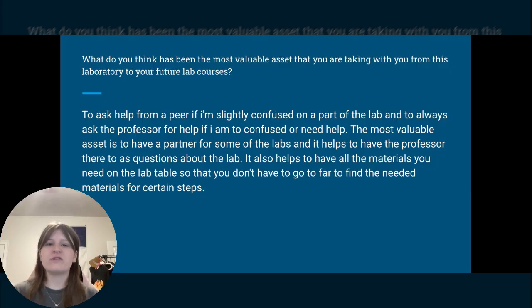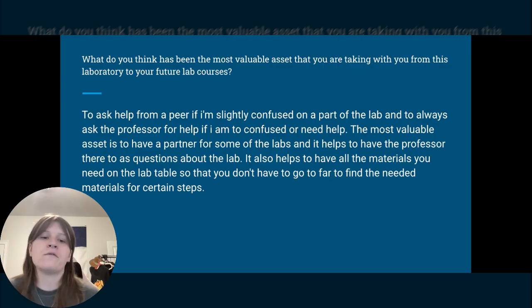What do you think has been the most valuable asset that you are taking with you from this laboratory to your future lab courses? To definitely ask help from a peer if I'm slightly confused on a part of the lab, and to always ask the professor for help if I am too confused or need help. The most valuable asset is to have a partner. For some of the labs, not all of them, you need a partner. And it helps to have the professor there to ask as many questions about the lab that you have.